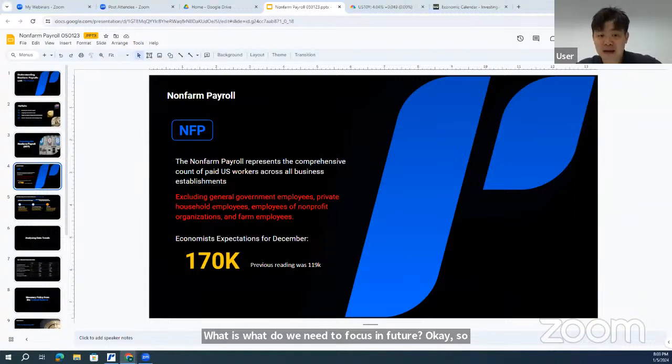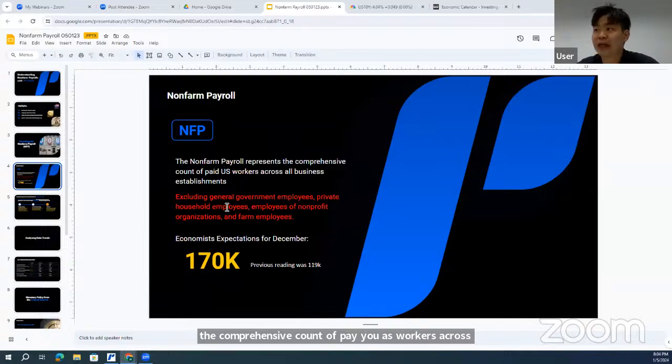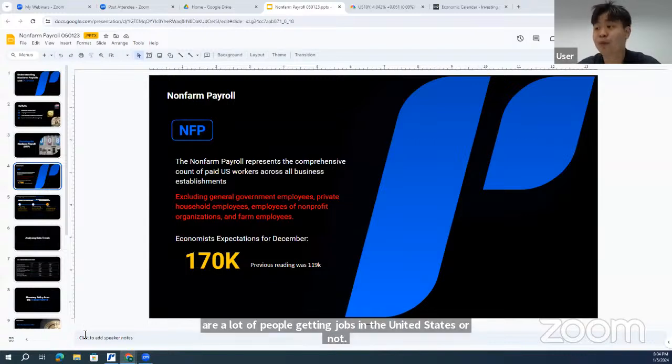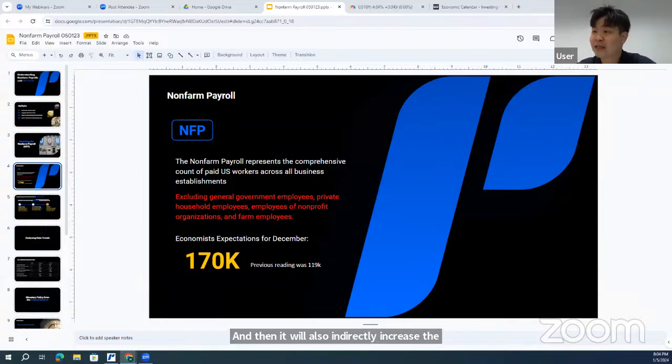So for new traders, what is NFP? It's very simple to understand. NFP is one economics data, one jobs data, that represents the comprehensive count of paid US workers across all business establishments, excluding general government employees, private household employees, employees of non-profit organizations, and farm employees. Put in very simple terms, NFP is one of the major jobs indicators in the United States. By analyzing the NFP data, we can understand whether the US economic outlook is good or not, and whether a lot of people are getting jobs in the United States. If yes, this could increase investor confidence in the US economic outlook, and it will also indirectly increase the demand for the US dollar. So this is very important for traders.